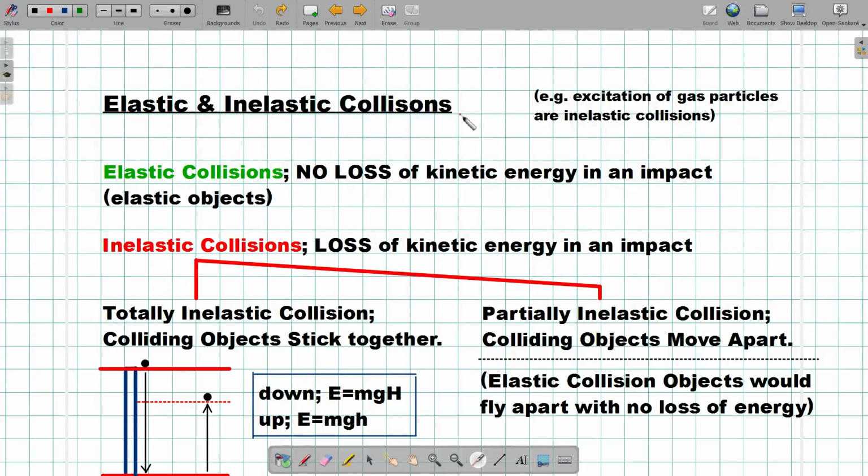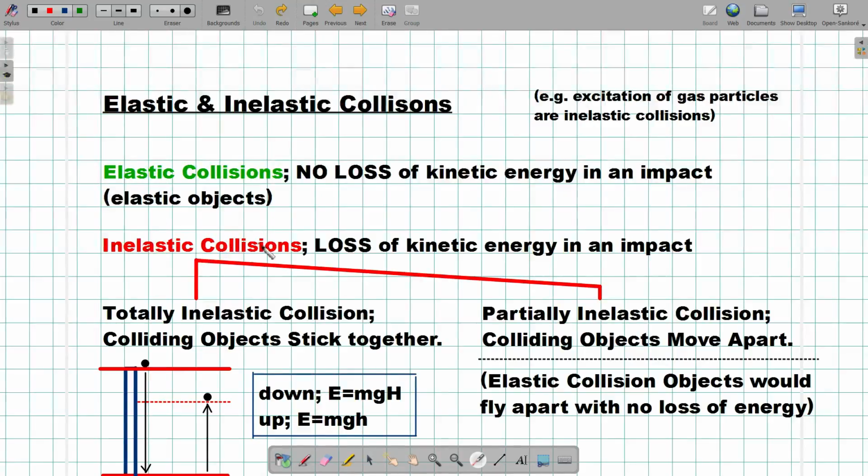Elastic and inelastic collisions. I said I'd go over elastic and inelastic collisions. An elastic collision, which we were talking about in the first video, is when there's no loss of kinetic energy in an impact. So there's no loss to the surroundings of energy in an impact. Two objects collide, no energy is lost to sound or heat, so the kinetic energy stays the same. And these will be called elastic objects.